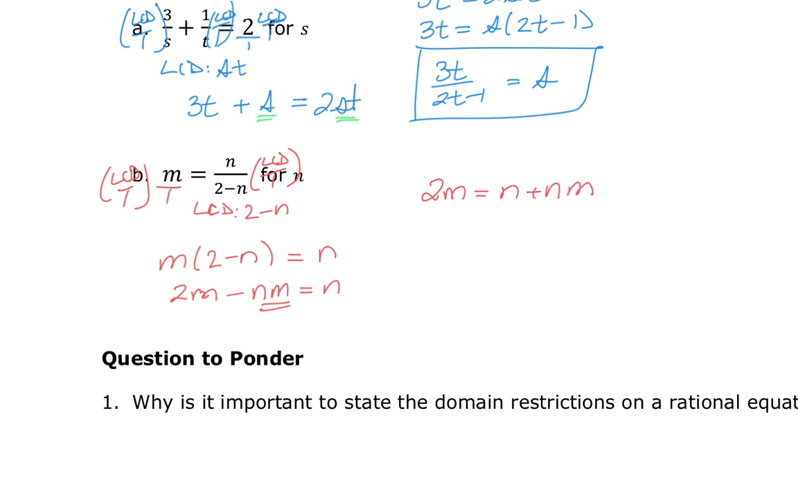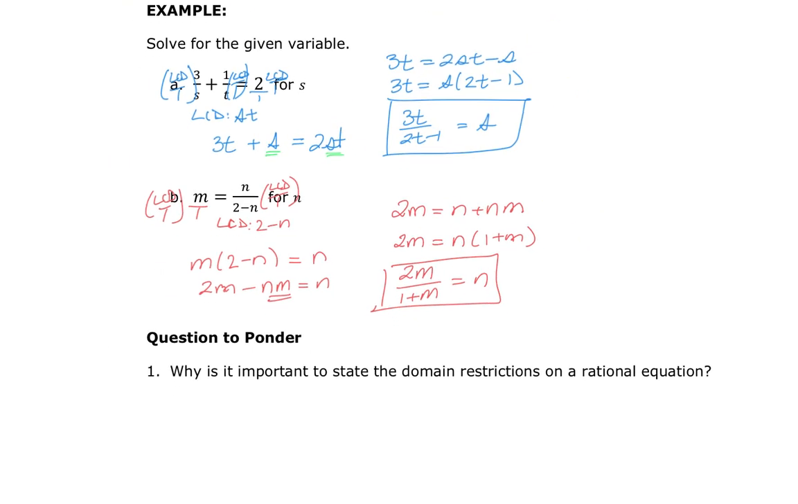On the right-hand side, I'm going to factor out an n so I can isolate it. So 2m is equal to n, 1 plus m. Divide both sides by 1 plus m. 2m divided by 1 plus m is equal to n, and there is my final solution.